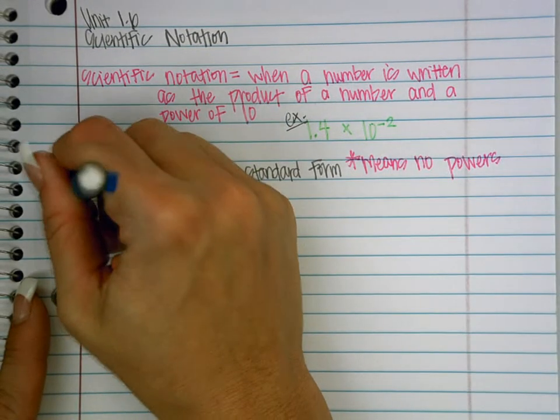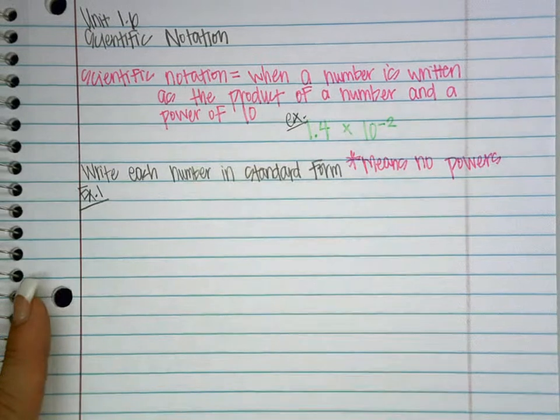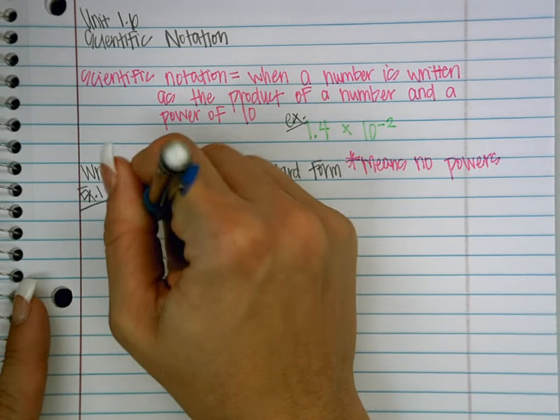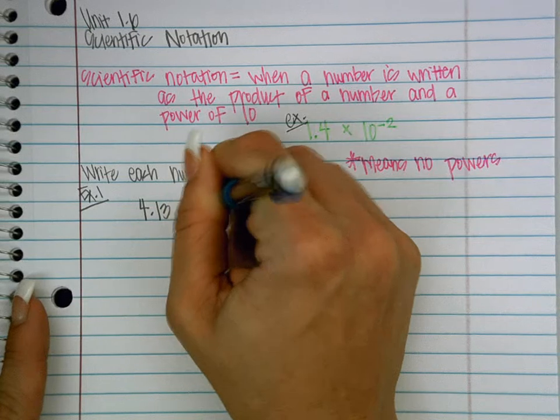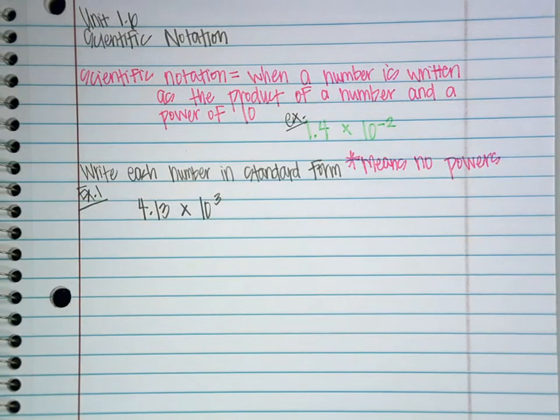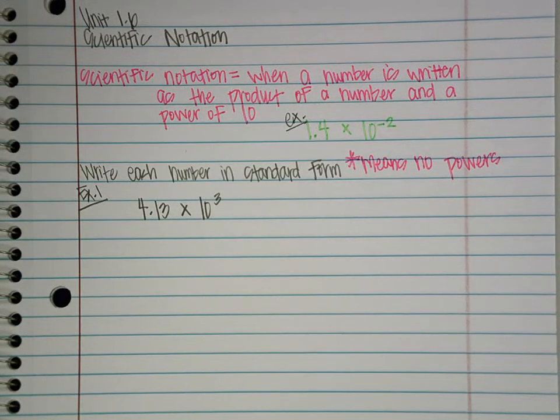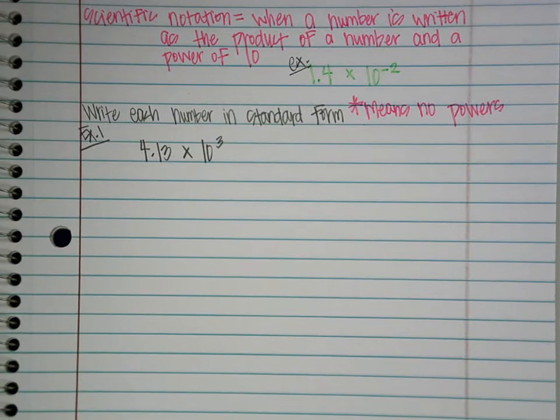So something like this one, for example, number 1, I would like you to write 4.13 times 10 to the third power in standard form. 4.13 times 10 to the third power.